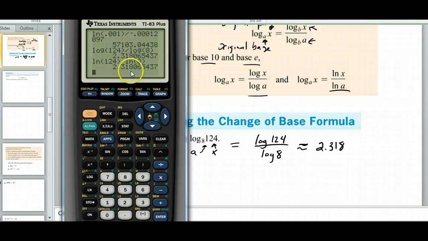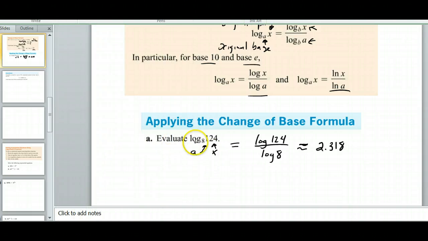Alright, so it'll work with either of those log buttons, but we can transform any log function that we're given to the common log and the natural log using this formula. This is a really important formula, so make sure you take the time to pause the video and write these down because you're going to need these in your homework and then the tests in the future.